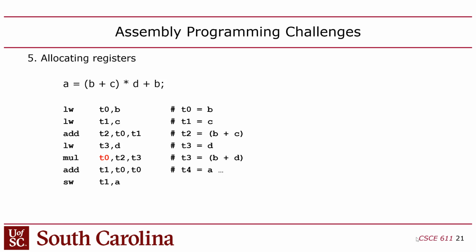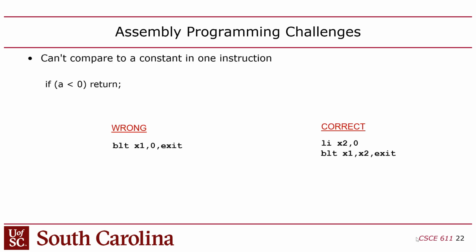Sometimes you forget, use the wrong register, and now you've got a bug. Oh, and there's one last thing here too. There's no branch, there's no instruction where you can compare a value to a constant. So you can't say, like, branch if register x1 is less than 0.